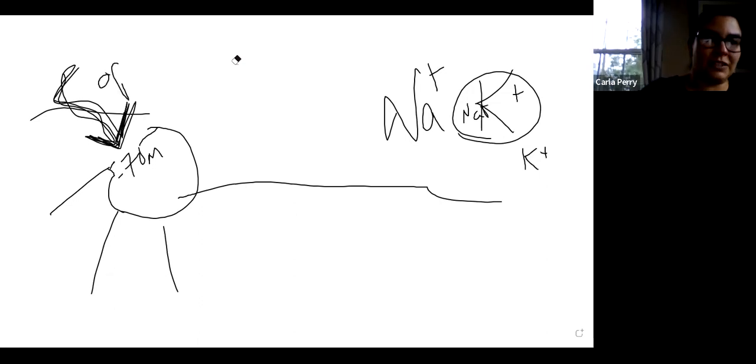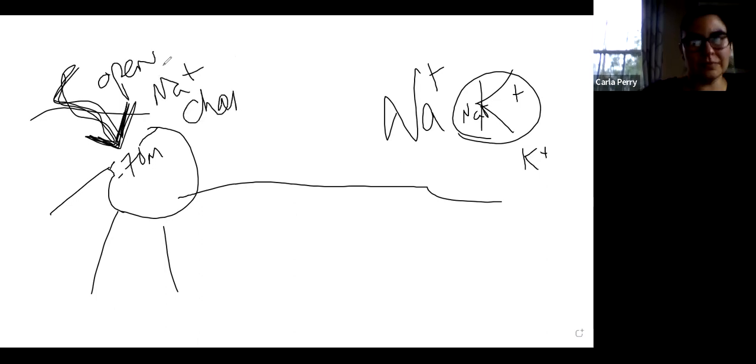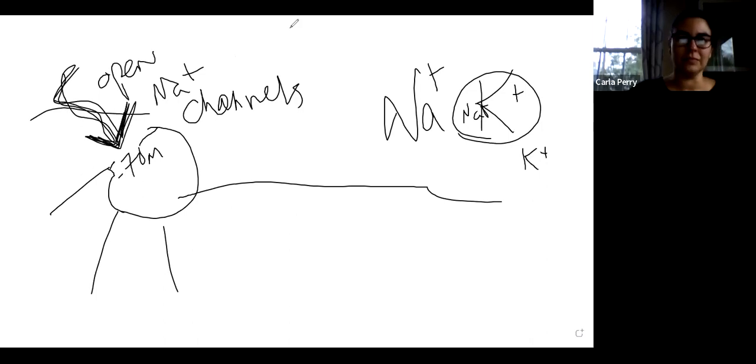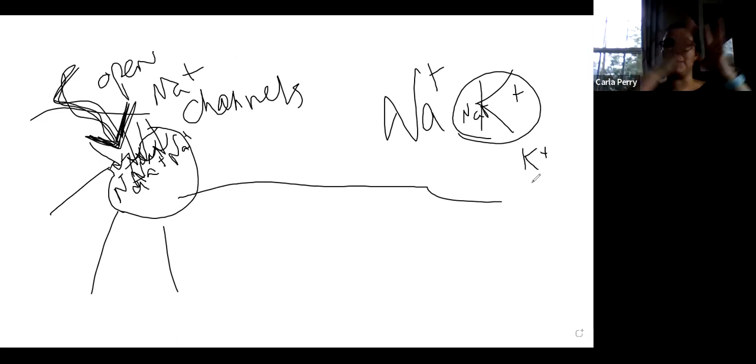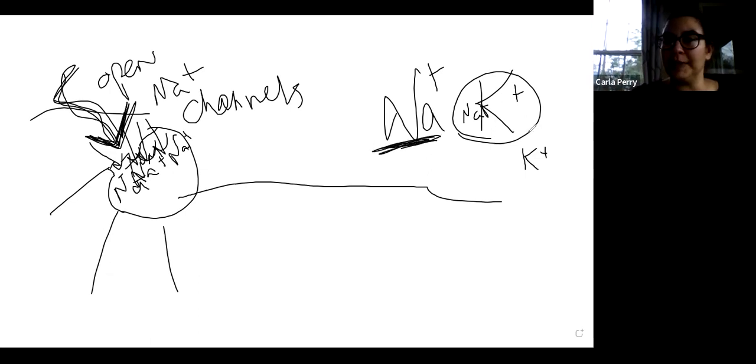So if this stimulus opens sodium channels, which way is sodium going to move? All substances want to move from an area of high concentration to low concentration. So I'm telling you and showing you that sodium is going to move into this cell right here, right where the stimulus is. So if the stimulus is touch, I'm opening sodium channels, sodium rushes in. Again, why does sodium rush in? All substances move from an area of high concentration to low concentration.